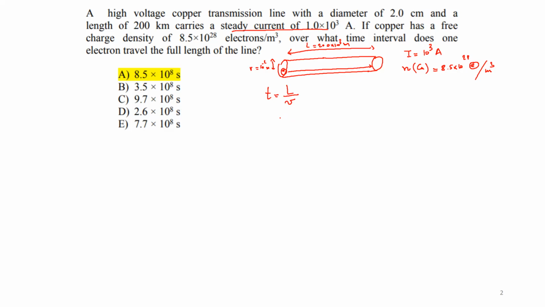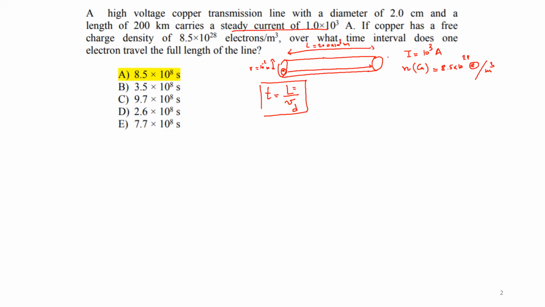The speed of the electron is actually the drift speed. We call it V_D. Okay. So V_D is the drift speed. Now I know the length, 200 kilometers. Now I need to get the drift speed, and then I will plug it here and I get the time.